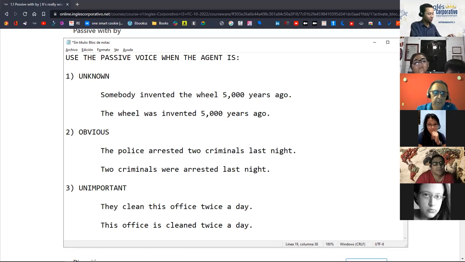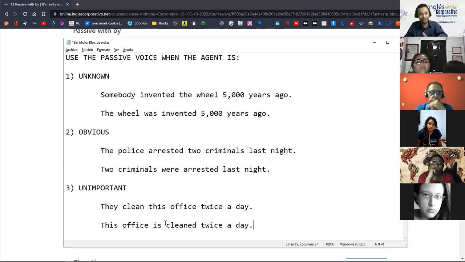¿Por qué no le ponemos by them? Because it's not important. De nuevo, no es que la persona que limpia no sea importante. Todos son importantes, ¿verdad? Para eso los contratan. Sin embargo, no necesitamos saber quién limpió la oficina porque no nos estamos enfocando en eso. Nos estamos enfocando en el hecho de que la oficina se limpia dos veces al día. ¿Quién lo hace? A la larga es irrelevante. No nos interesa saber quién lo hace, sino más bien qué se hace.